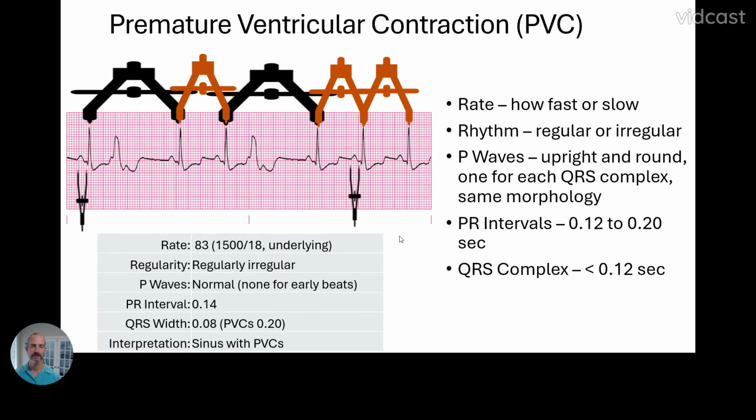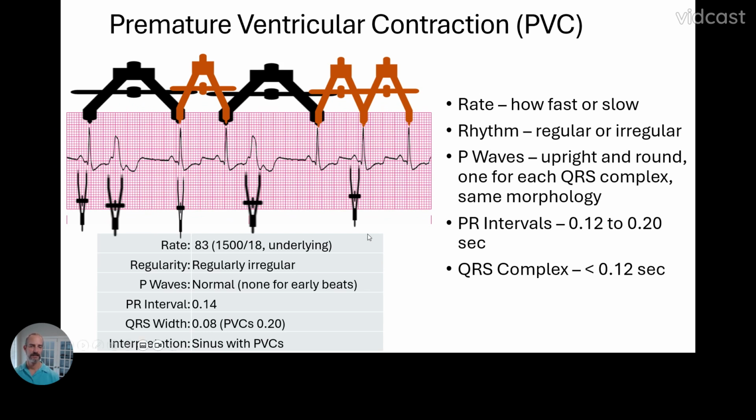Measuring our PR intervals, they're within 0.12 to 0.20, so that indicates that we have a sinus rhythm because all of those are the same going across. If we measure these, they're all the same. All right, so our PR intervals indicate we have a sinus rhythm, but we do have these other contractions that are very wide, and that's how we identify them as ventricular in nature. All right, so you can see we've got a QRS complex with measurement there in our underlying rhythm that is normal, but our PVCs are wide. So we call this sinus with PVCs.